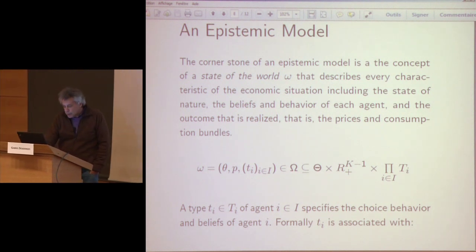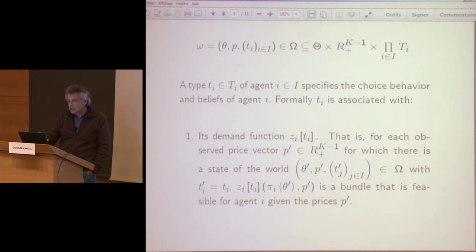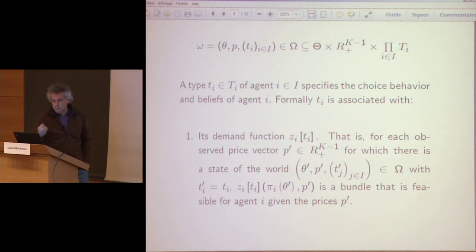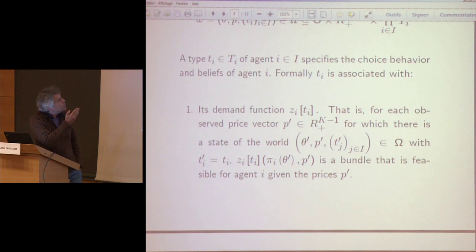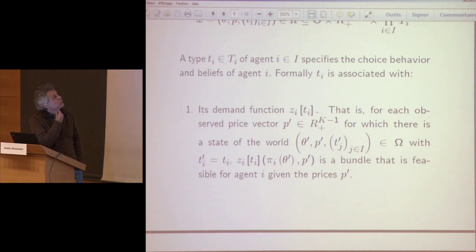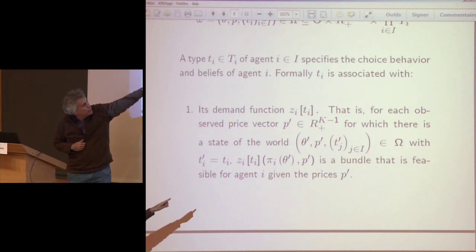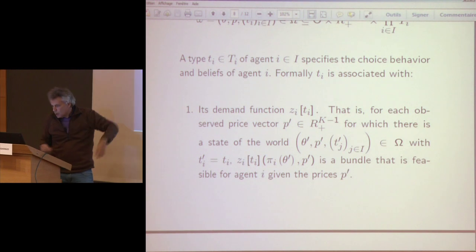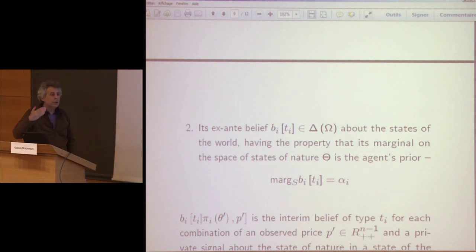So the way to do it in an epistemic framework is that you have this notion of a type of an agent. The type of an agent defines his choice behavior, which in this case would be his demand function. That is, how much he wants to consume as a function of his private information, represented by this pi I theta prime, and the price, which he observes, and his beliefs about states of the world.